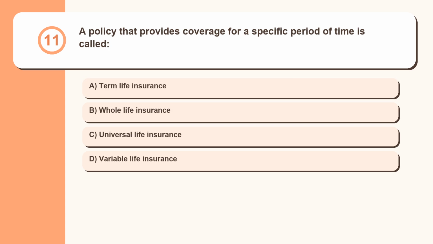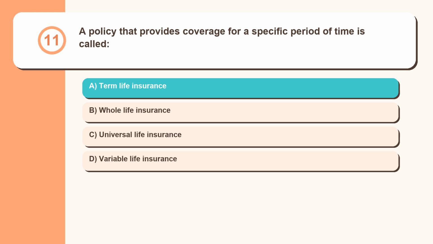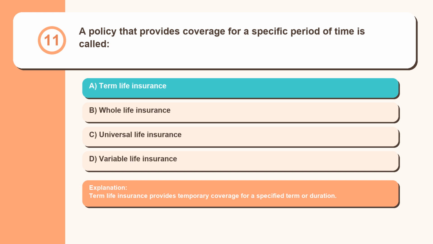Question 11. A policy that provides coverage for a specific period of time is called: term life insurance, whole life insurance, universal life insurance, variable life insurance. Term life insurance provides temporary coverage for a specified term or duration.